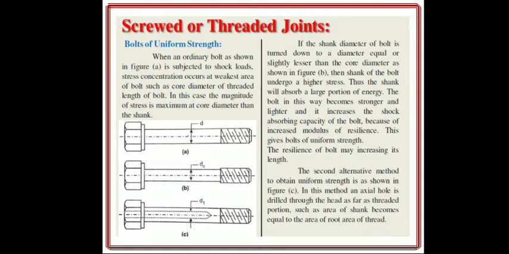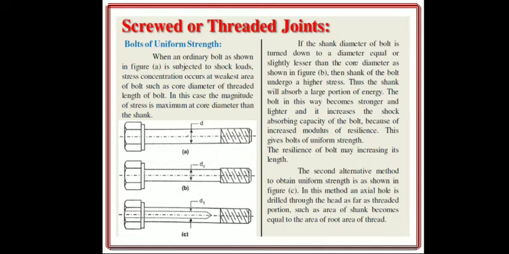The unthreaded portion is called the shank, and in the threaded portion the area is removed from the bolt, so the threaded portion is the weakest part. When it comes under shock loads, the weak portion will take the maximum stress, and because of the weakest part the failure may take place there. If the shank diameter of the bolt is turned down to a diameter slightly less than the core diameter, as shown in figure B, then the shank of the bolt undergoes higher stresses.